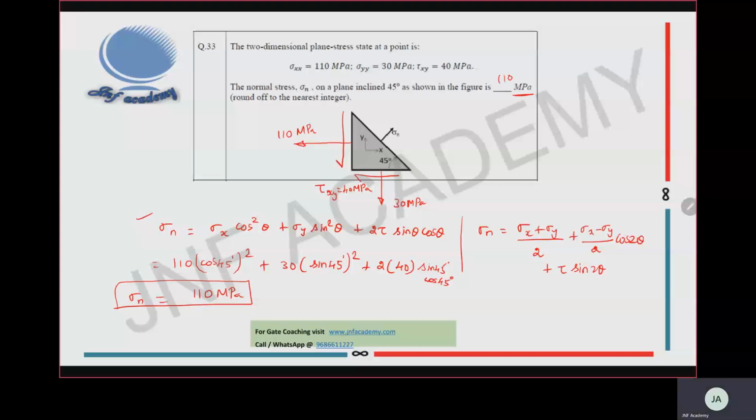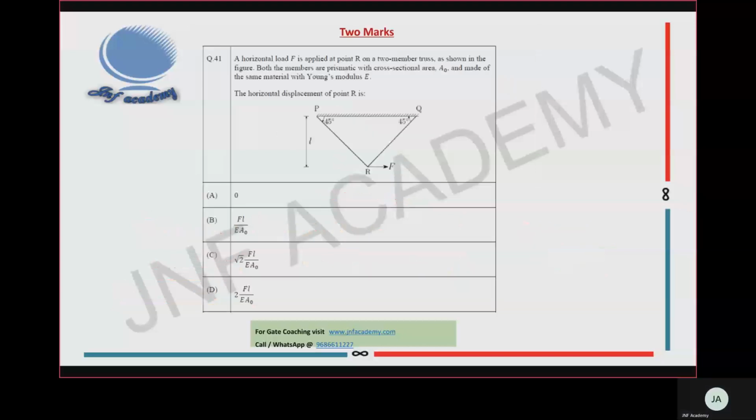Let's move to the next question. A horizontal load F is applied at a point R on a two-member truss as shown in the figure. Both members are prismatic with cross-sectional area A0 and made of the same material with Young's modulus E. Then the horizontal displacement of R is how much? First, we need to find the length of the member using a trigonometry relation. Since the angle is 45 degrees on both sides, both members will have the same length.